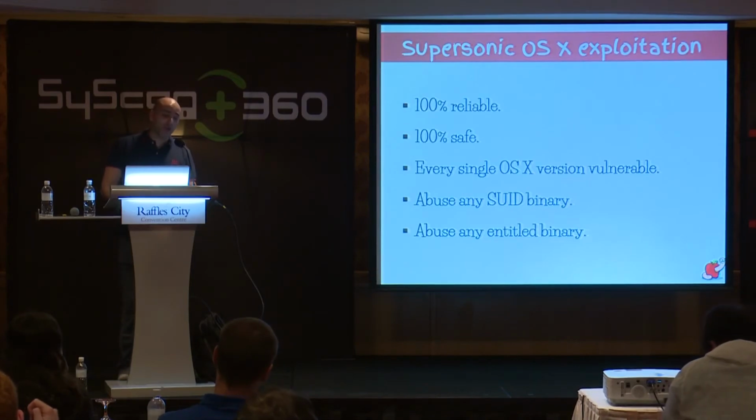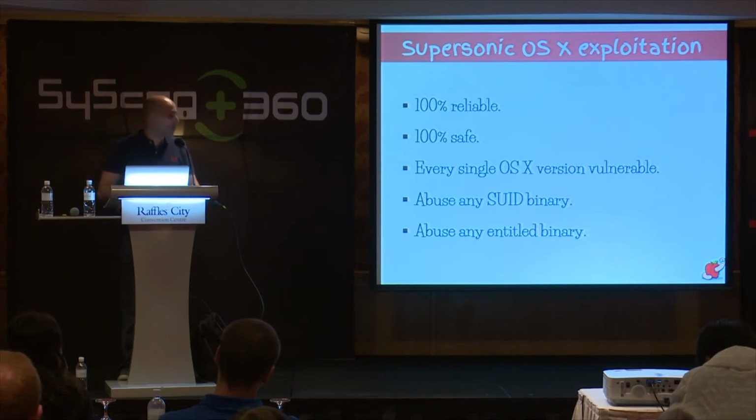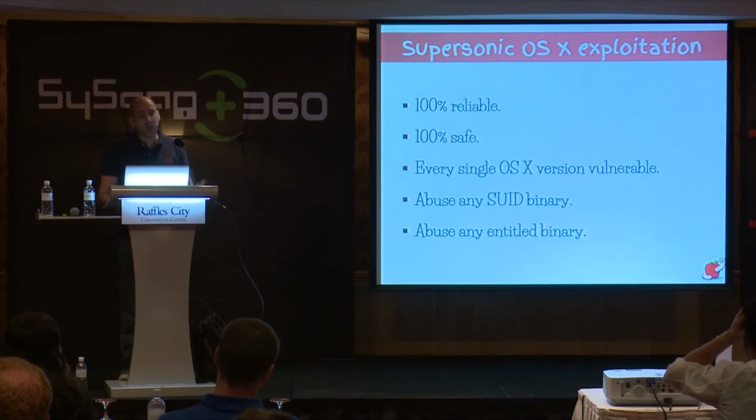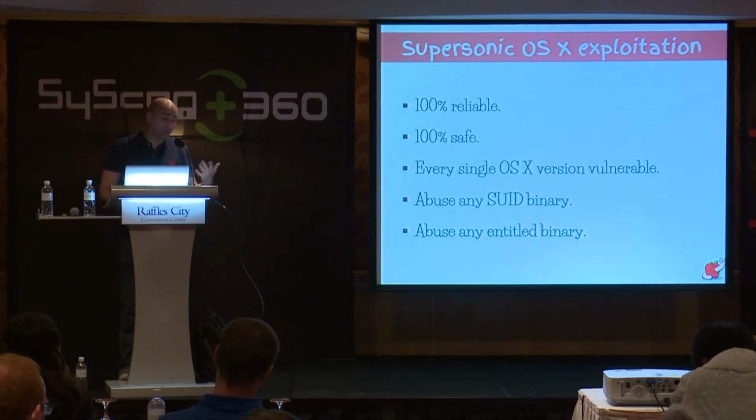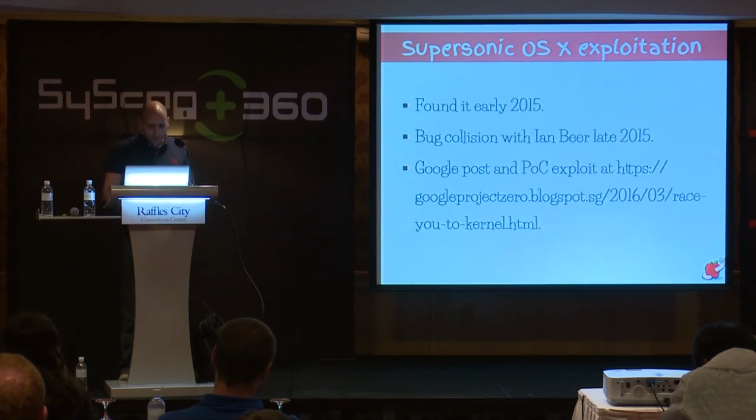So I was joking on Twitter. I love to escalate privileges using PS. Because it's PS, it shouldn't do anything special. And you can abuse any entitled binary because you can control the process. If you want to install a kernel rootkit, you use the binary that has kernel loading privileges, and that's it. So as I told you, I found this last year in early 2015.